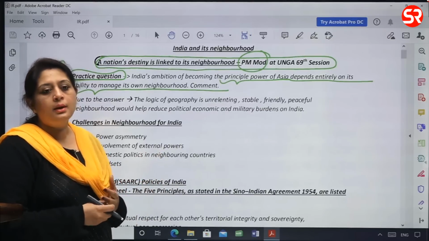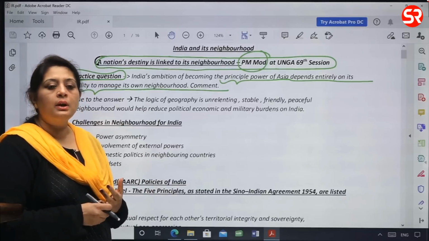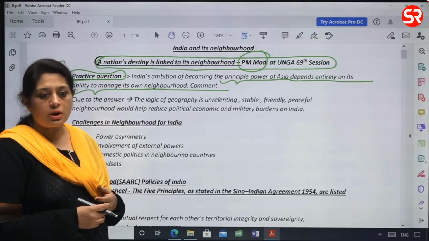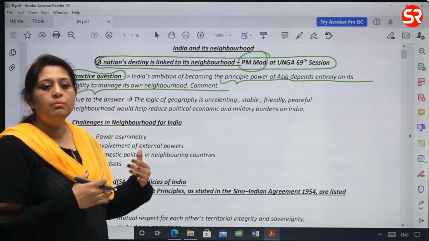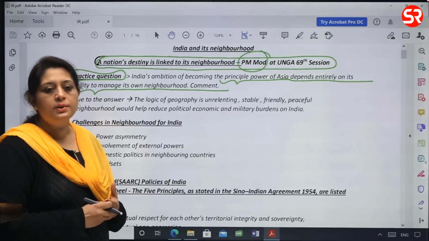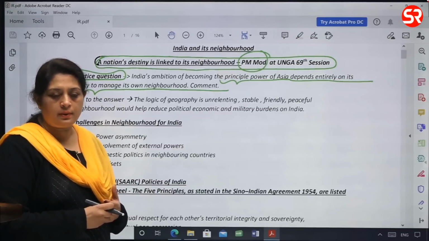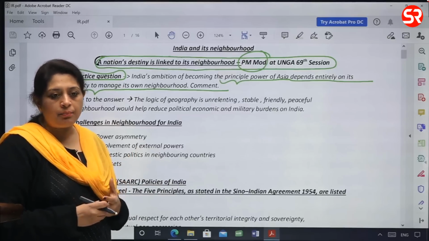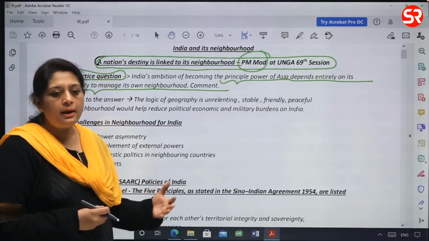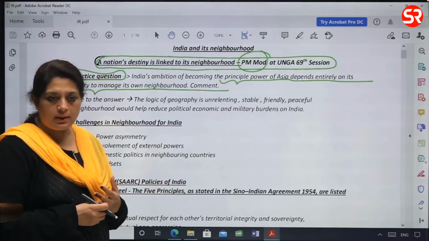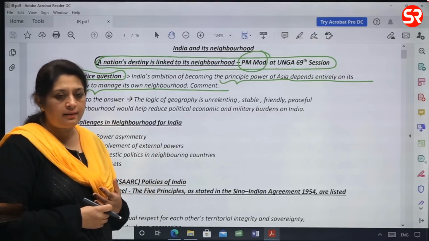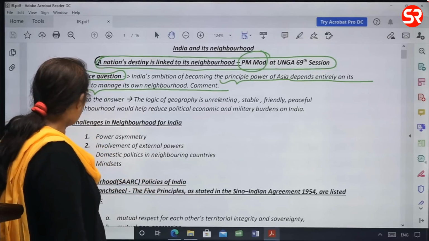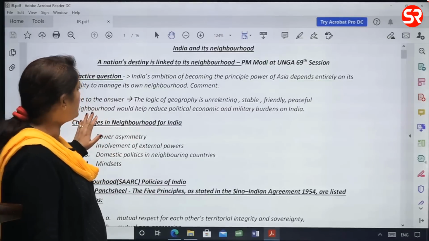sustained effort, despite the fact that we are aware of the structural constraints in improving our relations with the neighbors. In short, the template for India dealing with the neighbors is to be firm as well as flexible. Okay, so here I have given a clue to the answer.